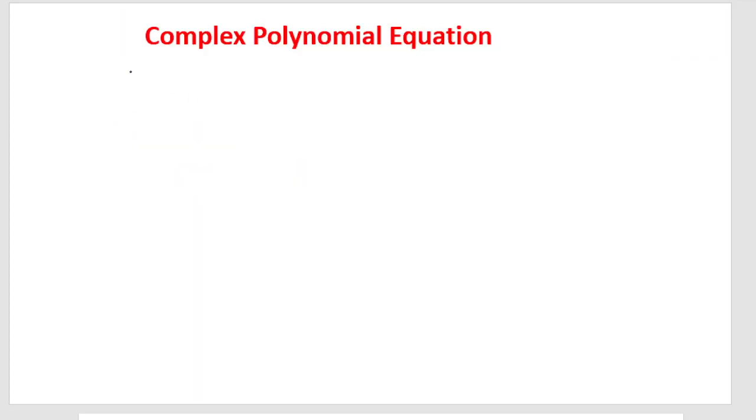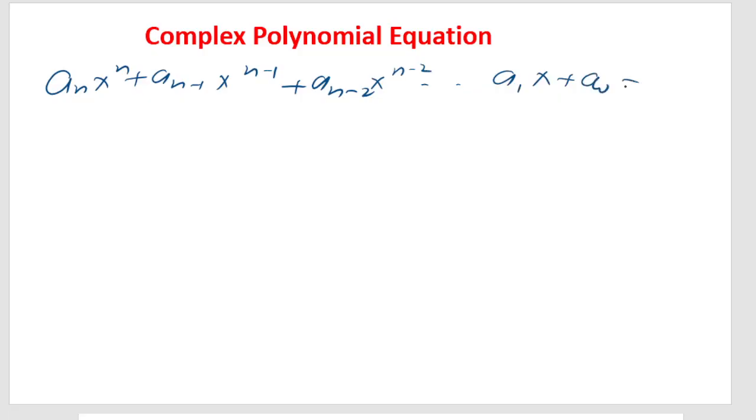Today we will see the complex polynomial equation. That is, the polynomial equation where the coefficients of the polynomial are complex. For example, let's say any polynomial equation: a_n x^n + a_{n-1} x^{n-1} + a_{n-2} x^{n-2} up to, let's say, a_1 x + a_0 = 0.